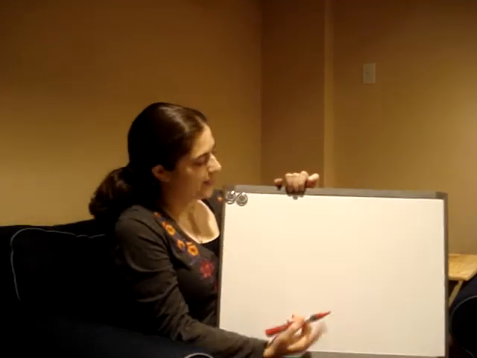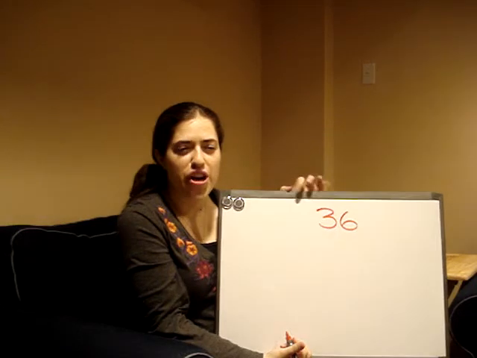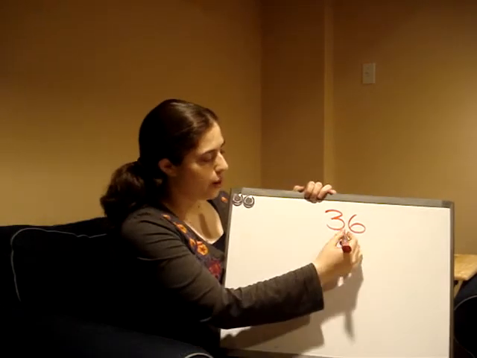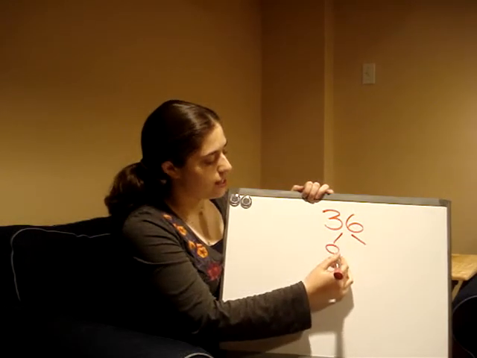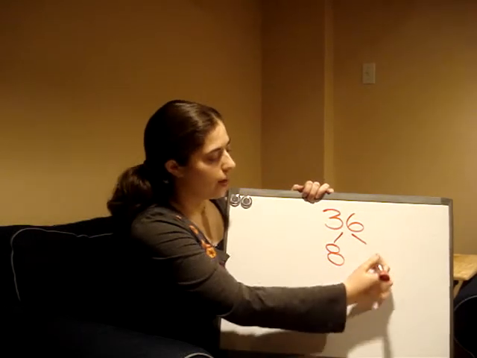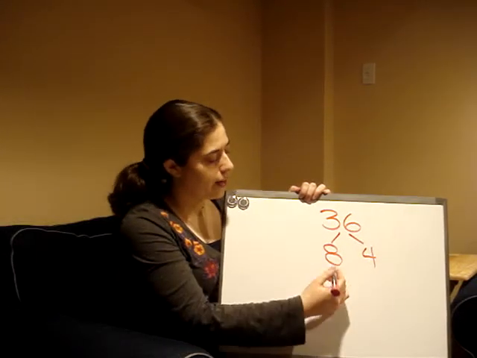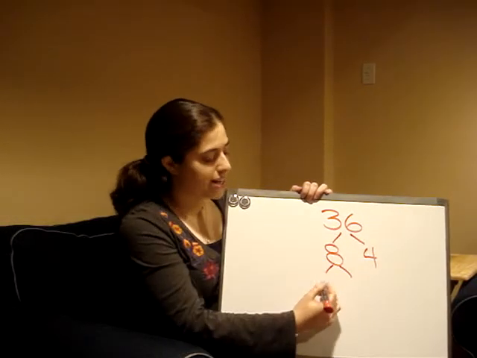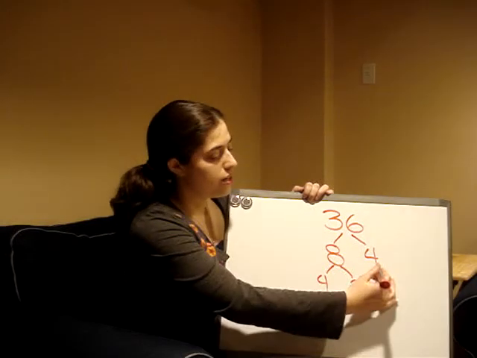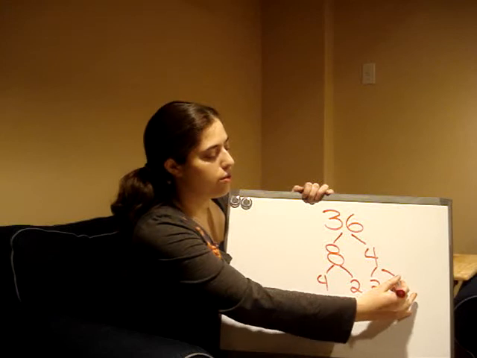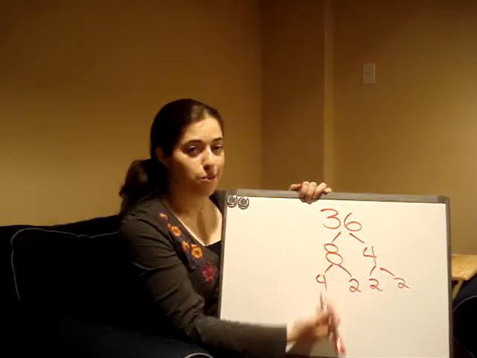Excellent, welcome back. As we said, we're going to do 36 now. So, first factors, 8 and 4. But we're not at 1, have to keep going. For 8, 4 and 2. And for 4, 2 and 2. Why? 2 times 2 equals 4, and 4 times 2 equals 8.